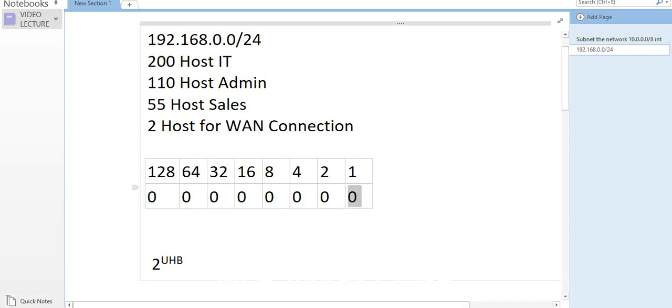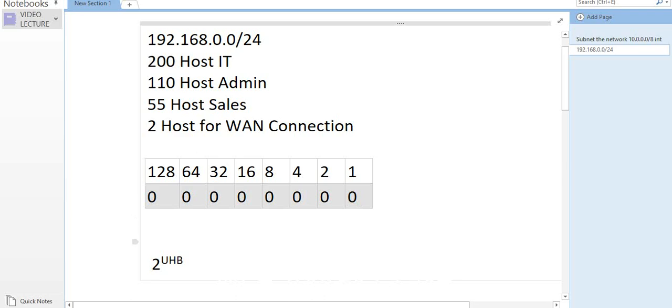So if we use this bit, 2 to the power of this one gives us 2. If we use this bit, it's gonna give us 4. This will give us 8. This will give us 16. This will give us 32, 64, 128, and 256. So if we use all these 8 bits, it will give us 256 IP addresses, 2 of which are not valid. Now the 200, what we're looking for here, therefore we have to use all these 8 bits.